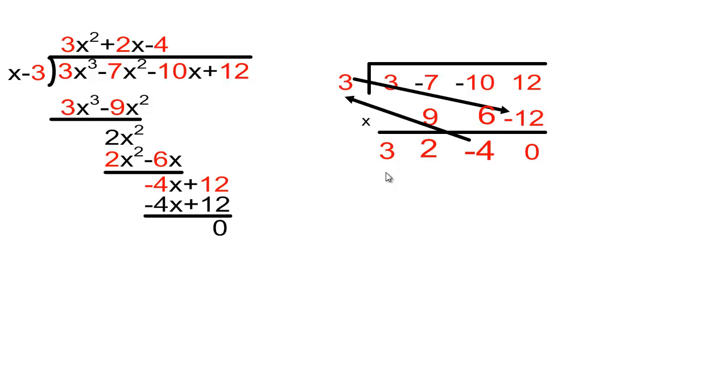And so you'll notice that down here, 3, 2, negative 4, we wind up with basically what was the quotient from the previous long division problem. And so if we can keep all these things straight, this synthetic division setup takes us a lot less time.